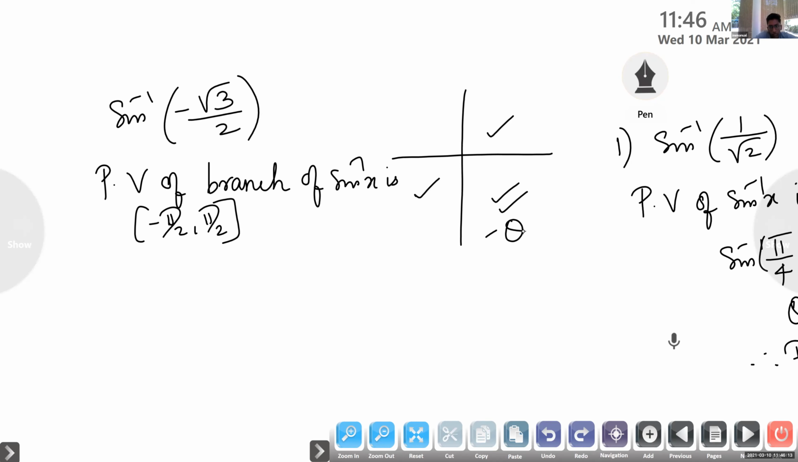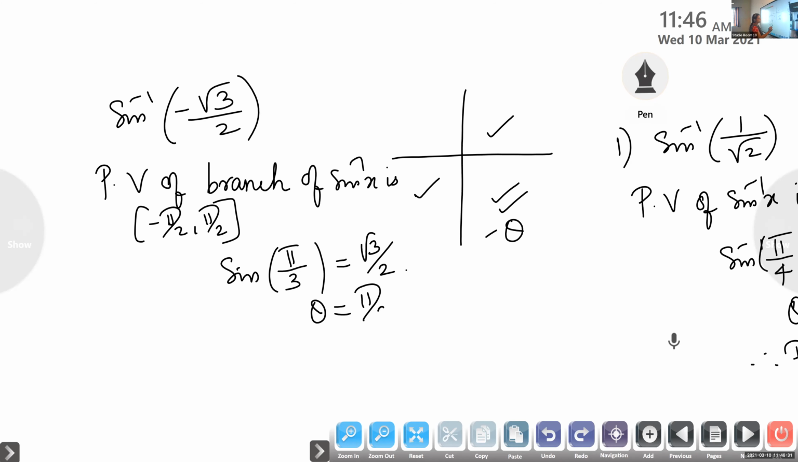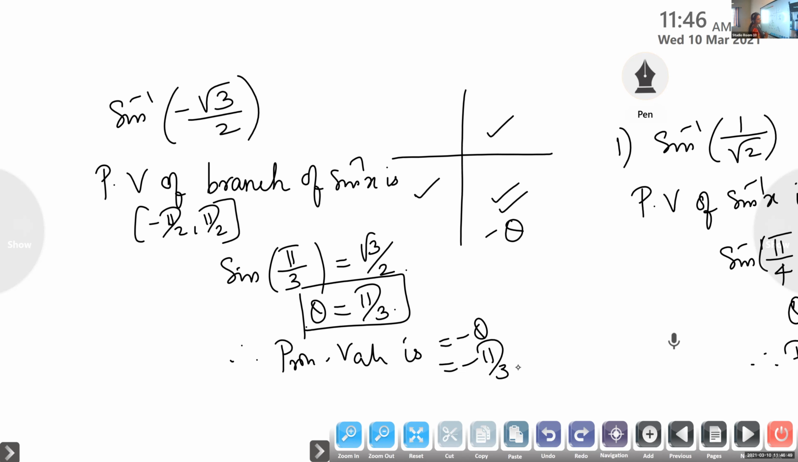Emmanuel, are you able to follow this? Yes, ma'am. Now, in sine, for which value will you get root 3 by 2? Sine of dash is root 3 by 2. Pi by 3. Sine 60, isn't it? So theta is pi by 3. We take only the positive value and from there we find out what theta is. Therefore, what is the principal value? The principal value is minus theta, that is minus pi by 3. Is it okay?